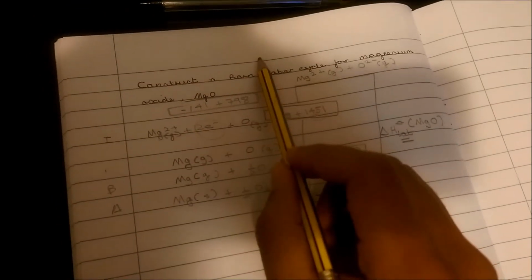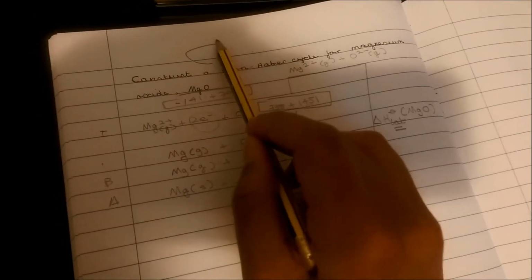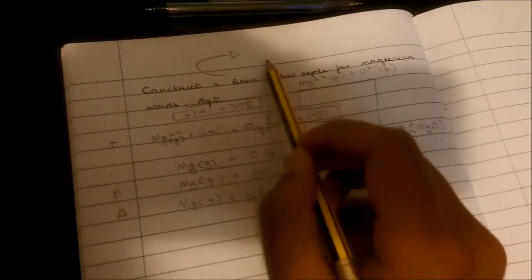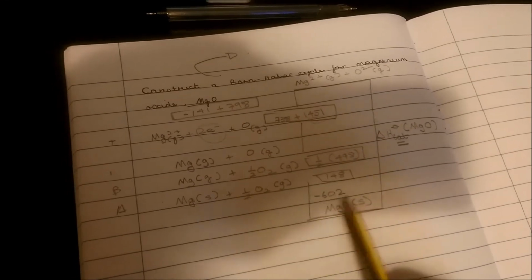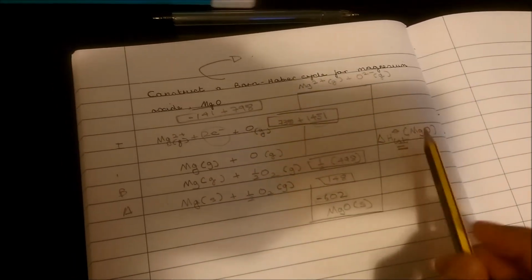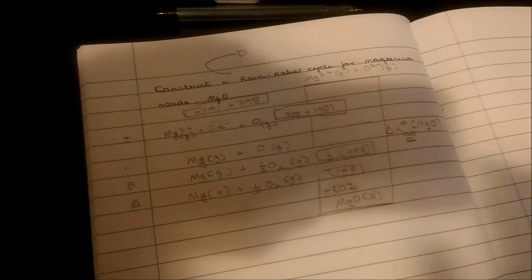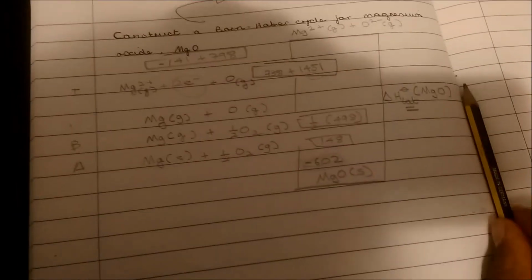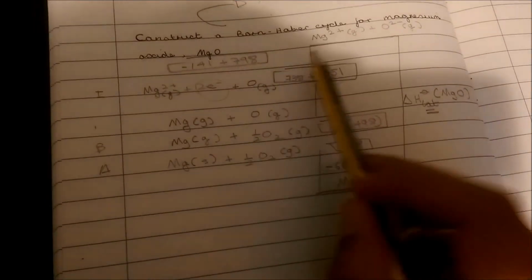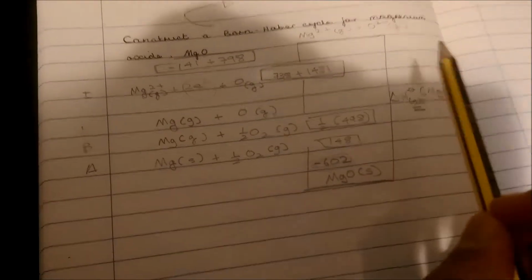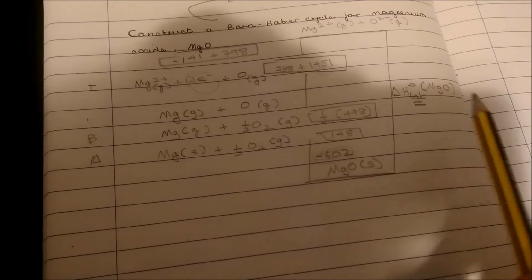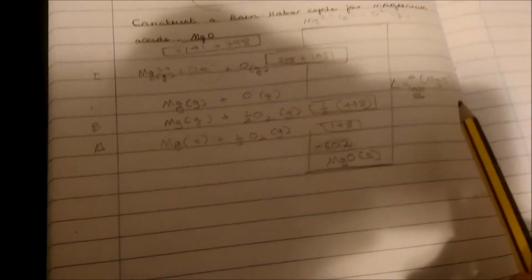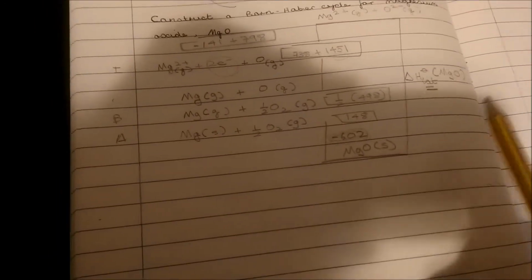Forgive me, I didn't include this in the question. Generally, when they ask you to construct a Born Haber cycle, they will give you the enthalpy of formation. So in this case, it is negative 602. You just have to add everything, subtracted by the lattice enthalpy, and that is supposed to give you the enthalpy of formation. I realize this sounds quite confusing, so I'll actually do it with you.